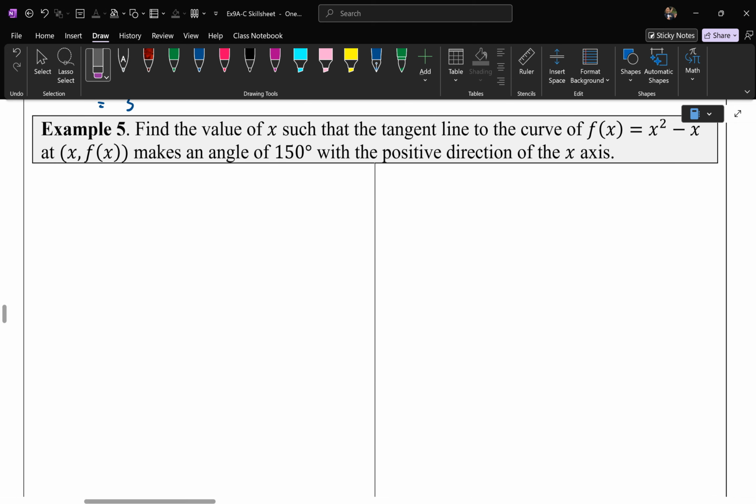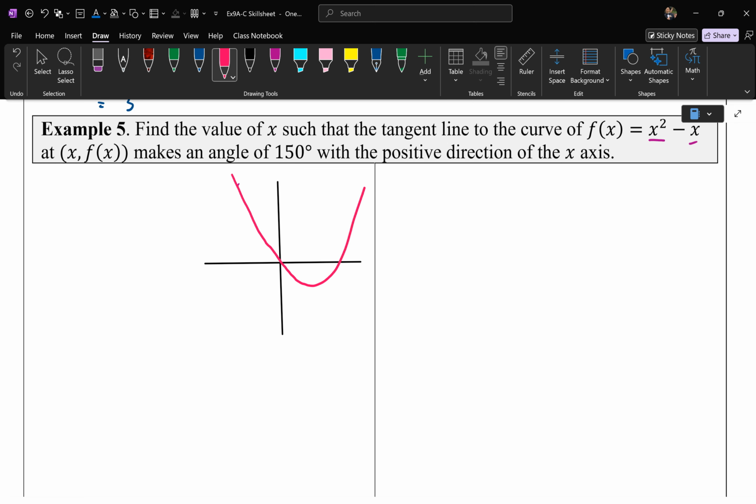Good. Well, you're going to need to start off with that point. That's true. The question wants you to find x. So currently you've got x squared minus x. So what does that look like? That's closest to 0, 1. So it looks something like this.